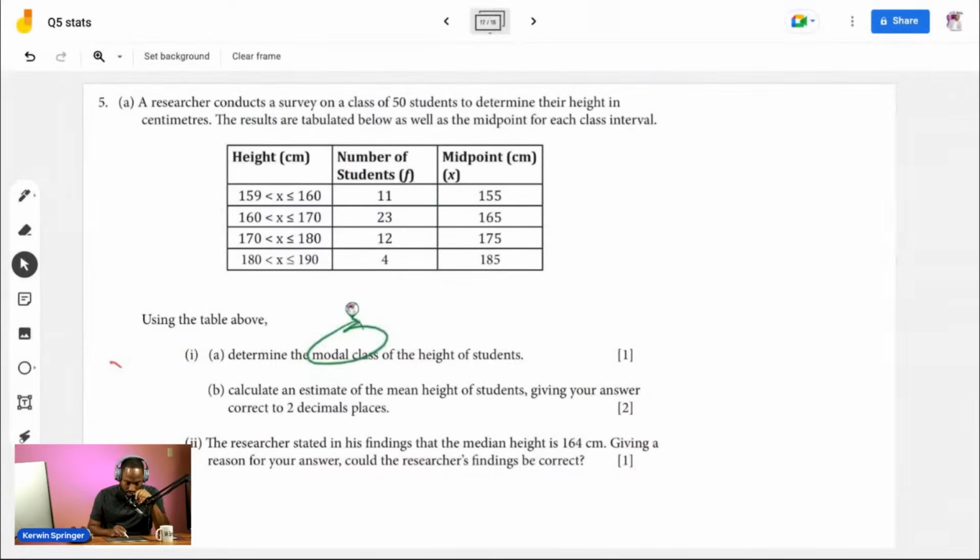Take a screenshot and do it now and put the answers in the chat. Modal class, bring it up. I'm not giving any hints. Modal means most frequent. I'll just give a hint. Calculate an estimate of the mean height. I did this already. This is the sum of fx over the sum of f. And researchers stated in their findings that the median height is 164. And I did this too. How do we prove if that median is correct?